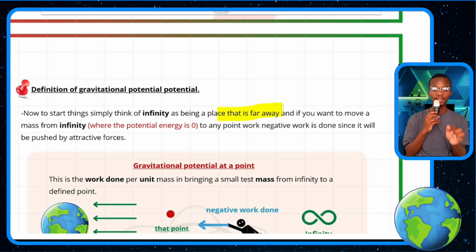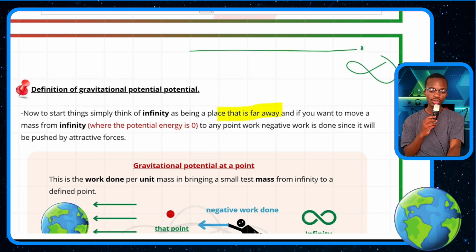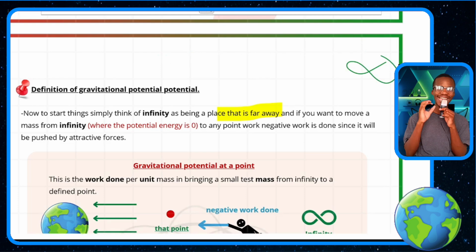And if you want to move a mass from a place far, far away, which is over here, and you want to move it, right, where potential energy is zero, so we make an assumption that at infinity, potential energy is zero, right? There is no energy that you possess at infinity. You're just there, right? So any work that is now done moving away from infinity is actually negative work.